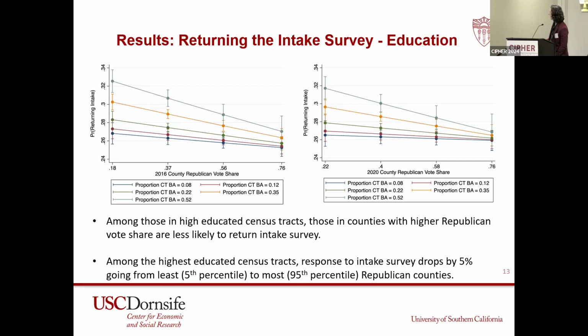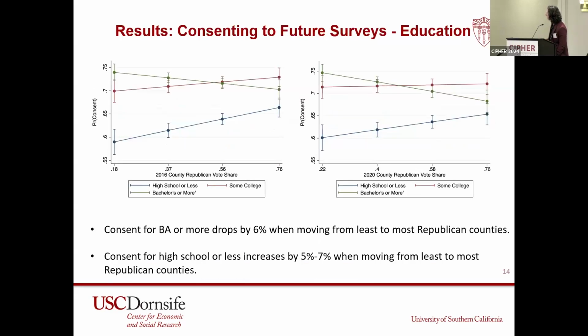And you can see that in counties with low Republican vote share, those in highly educated census tracts are much more likely to respond. And that basically disappears as you get to counties with high Republican vote share. So the higher educated respondents seem to be more likely to respond, but only in Democratic counties and not in Republican counties. And this trend continues when we look at consenting to future surveys as well.